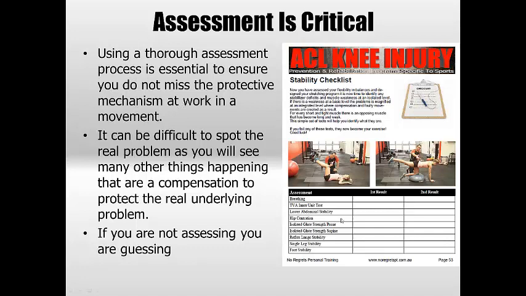A big example is part of our ACL assessment. This is only the stability checklist. It included mobility and strength ones, but this would just give us the things we're looking for. Some of them are isolated to rule things out, because if there is a weakness in the isolated, there's definitely going to be a weakness in the integrated. But if they pass this, then we rule that out. You know what I mean? It's really difficult to spot the problem, as you will see many other things happening and compensating. So if you're not assessing, you're guessing.